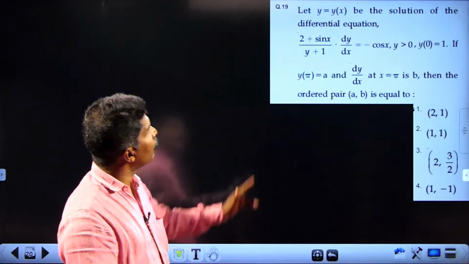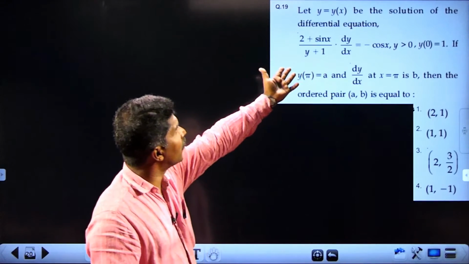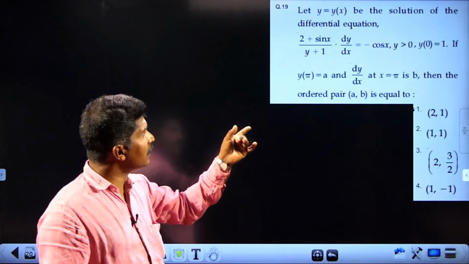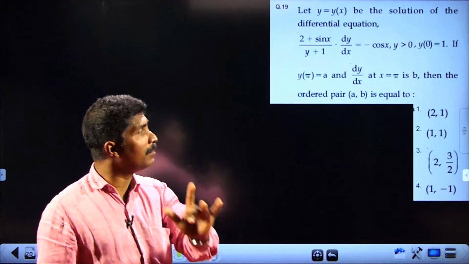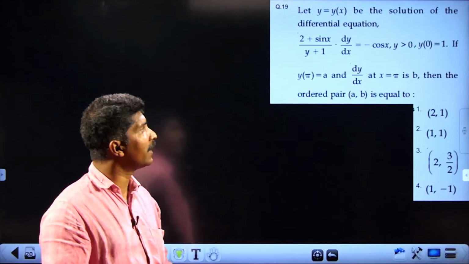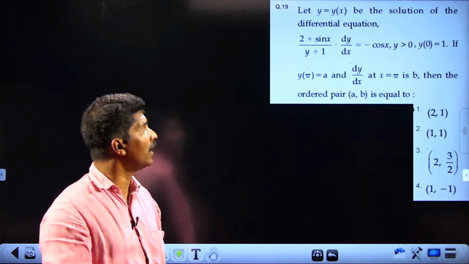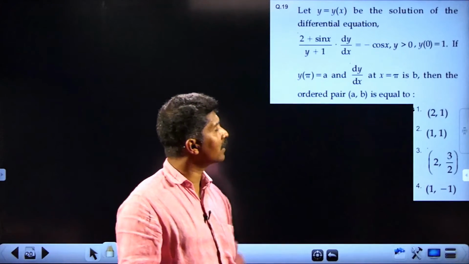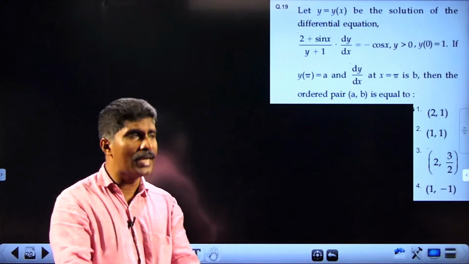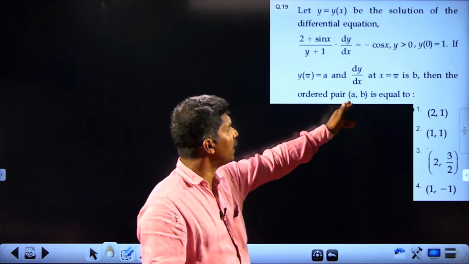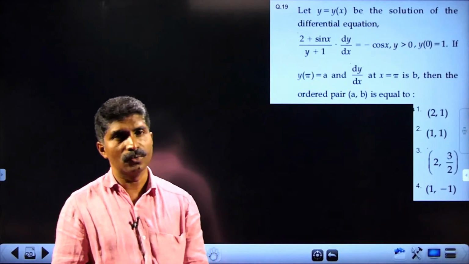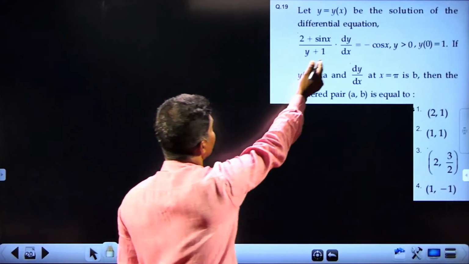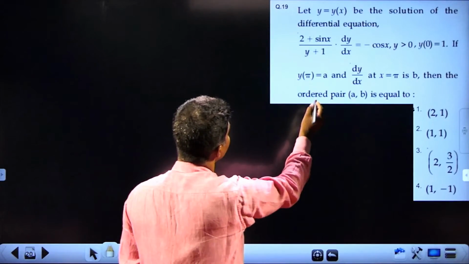Question number 19. Y is equal to f of x be a solution of the differential equation 2 plus sin x divided by y plus 1 into dy by dx equal to negative cos x, y greater than 0, y of 0 is equal to 1. If y of pi is equal to a and dy by dx at x equal to pi is b, then the ordered pair AB is equal to. This is a very simple problem from the differential equation. Here easily you can solve the differential equation separating the variables.